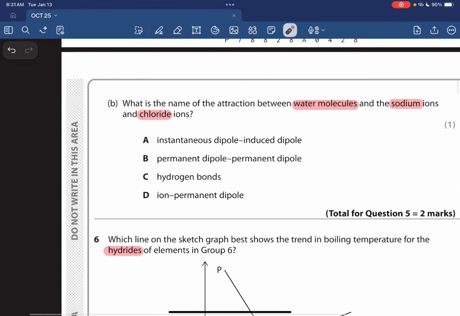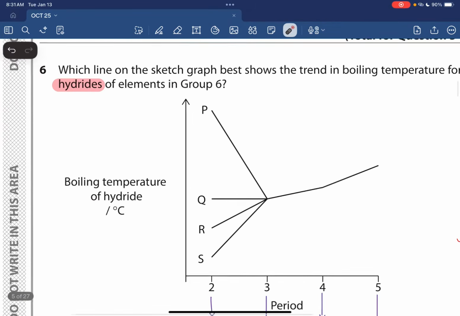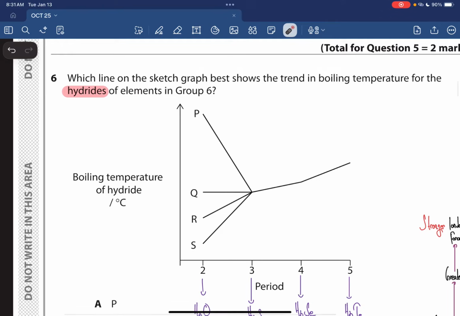So the answer is going to be D, not A, not B, not C. Okay, moving on. Which line on the sketch graph best shows the trend in boiling temperatures for the hydrides?